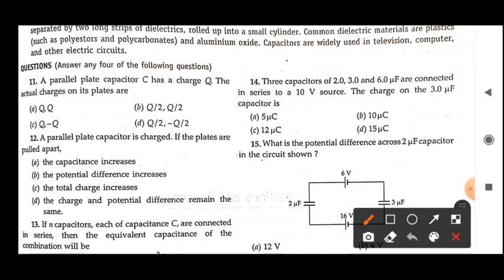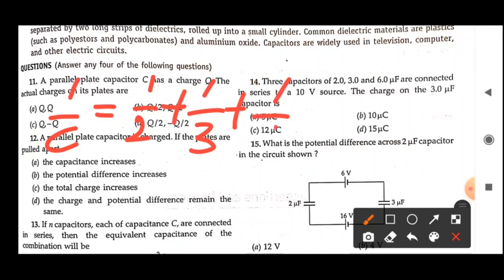To find this, first we need to find the equivalent capacitance. By the formula, the equivalent capacitance is given by 1/C = 1/C1 + 1/C2 + 1/C3. If you take 6 as the LCM, the value will be equal to 1, which implies C is equal to 1. So the equivalent capacitance is 1 microfarad.